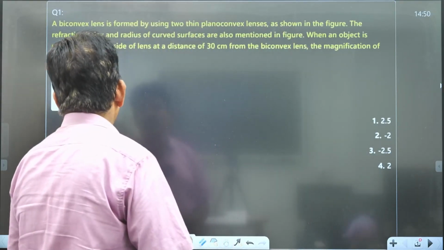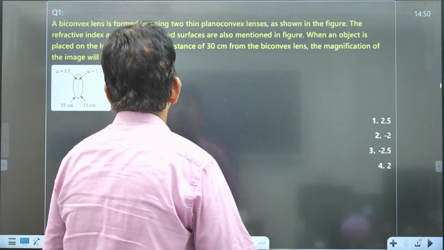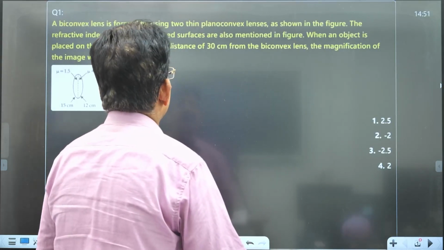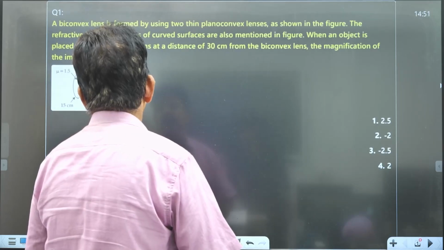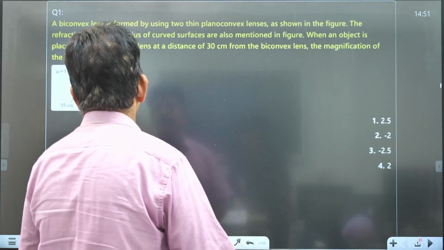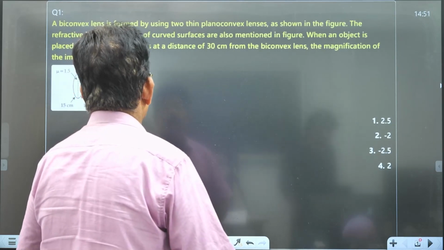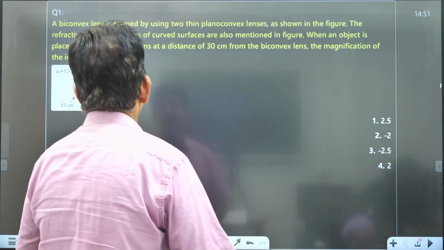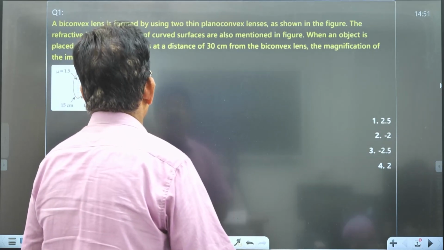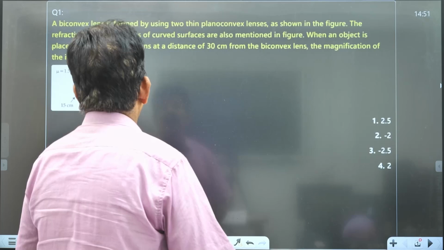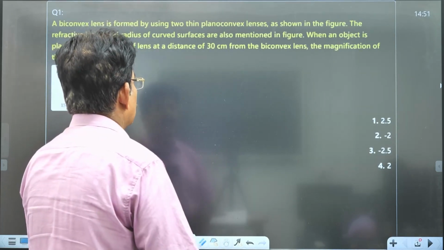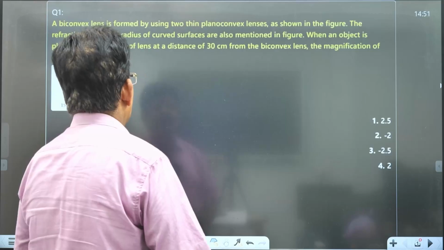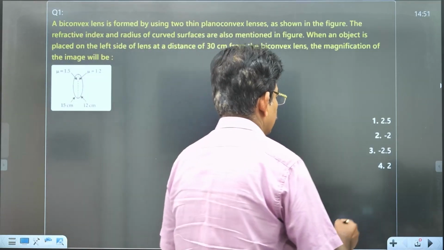Here a diagram is given. Two plano-convex lenses with the details given. The first one has refractive index 1.5 and radius of curvature of the curved surface 15 centimeter, the other has 1.2 and 12 centimeter, and they are kept in contact. When an object is placed at a distance of 30 centimeter from the combination, what will be the magnification produced?